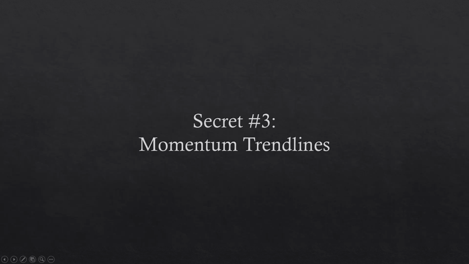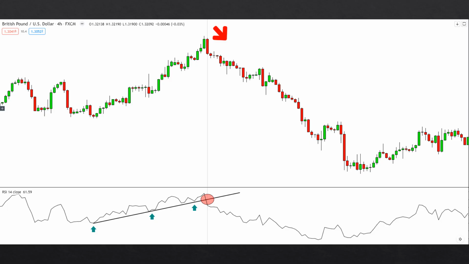Secret number 3. Momentum trend lines. A less common use of the RSI indicator that can also be interesting in certain situations is the application of momentum trend lines, which consists in drawing trend lines in the jittery lines of the indicator and observing when a pattern of successive higher lows or lower highs gets broken.